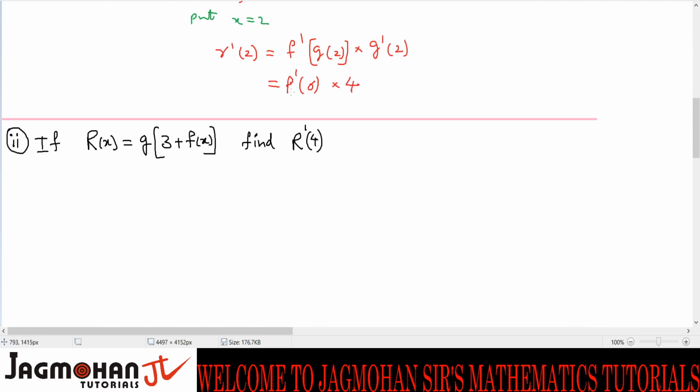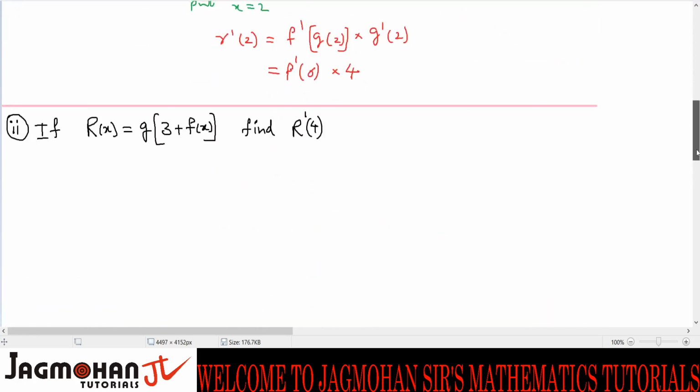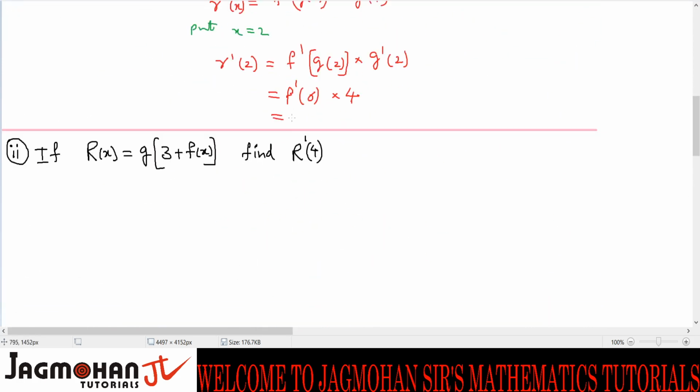Then I now have to go for f dash 6. What is f dash 6? Here it is f dash, f dash 6 in front of x equals to 6. So x is 6, you get f dash 6. What is f dash 6? It is minus 4. So when you substitute, you get here minus 4. So minus 4 multiplied to 4, the answer is minus 16. This is r dash 2. So you got the value of r dash 2 as this.